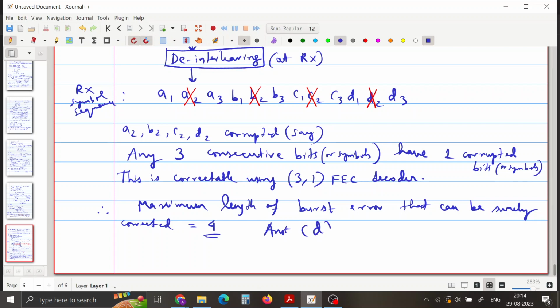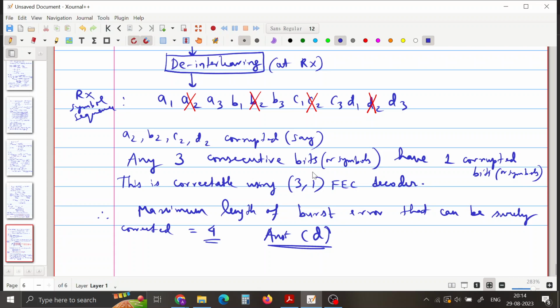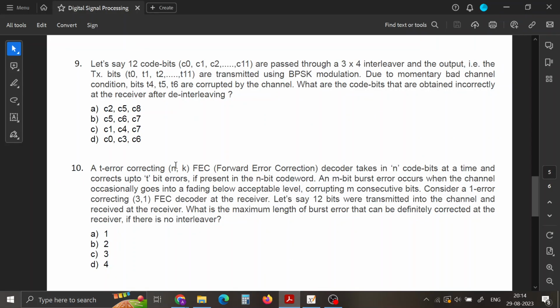Sir, how are you saying that this is correctable using the 3,1 FEC decoder? You see the definition. The general definition is, for an n,k decoder, out of n code bits, it can correct t bit errors. So you just take the case of the 3,1 code, and t is the number of bits that can be corrected. So for my 3,1 decoder, it is a one error correcting FEC decoder.